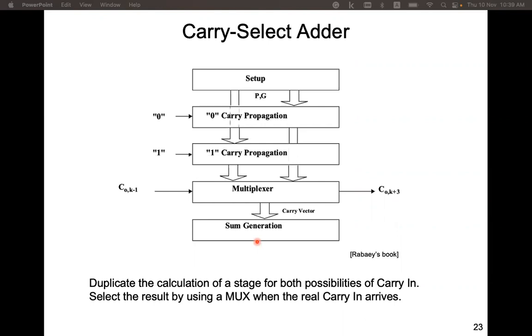So that's the main idea. We perform the calculation for both possibilities of the carry in without waiting. Then when carry in arrives, we just select one set of the data.